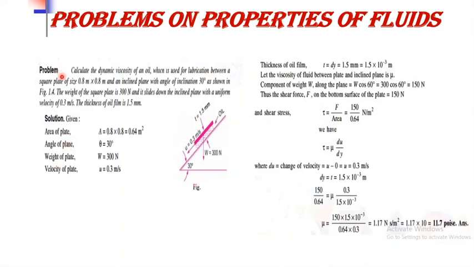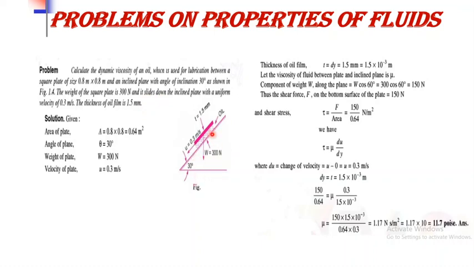Moving to the first problem, the problem statement is: calculate the dynamic viscosity of an oil which is used for lubrication between a square plate of size 0.8 meter by 0.8 meter and an inclined plane with angle of inclination 30 degree, as shown in the figure. The weight of the square plate is 300 Newton and it slides down the inclined plane with a uniform velocity of 0.3 meter per second, and the thickness of the oil film is 1.5 mm. This is about the problem statement.